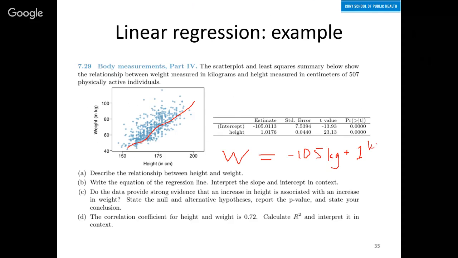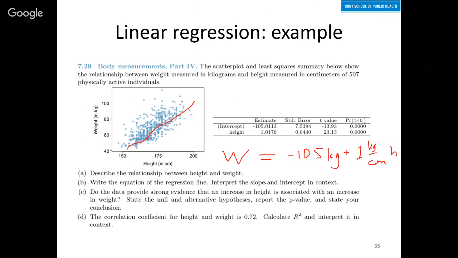For an individual, theoretically, who was 1 centimeter tall, they would weigh negative 105 kilograms. I know that's not really realistic. If you extrapolated to a 0 centimeter tall individual, they would weigh minus 105 kilograms according to this equation, times height. So there's our regression line. The intercept is not very meaningful. It's an extrapolation to a height that doesn't exist.